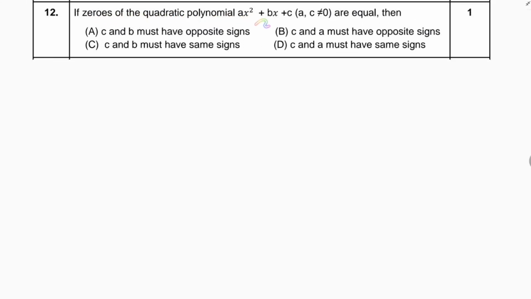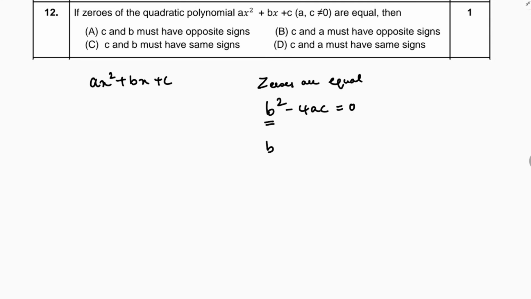If the zeros of the quadratic polynomial ax square plus bx plus c are equal, then see, if the zeros are equal, the discriminant b square minus 4ac will be 0. To get 0, b square will be positive, so definitely 4ac has to be positive as well for the difference to vanish.